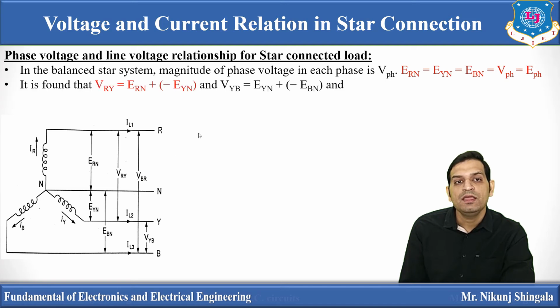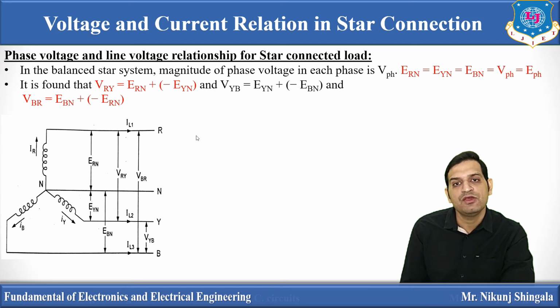Now if we apply KVL in the loop between terminals R and Y, VRY will be equal to ERN plus ENY. But instead of ENY we can write minus EYN because it is a phasor. So similarly between Y and B, we can write VYB is equal to EYN plus, in bracket, minus EBN, and for VBR we can write VBR is equal to EBN plus minus ERN. Now this is the relationship between phase voltage and line voltage.